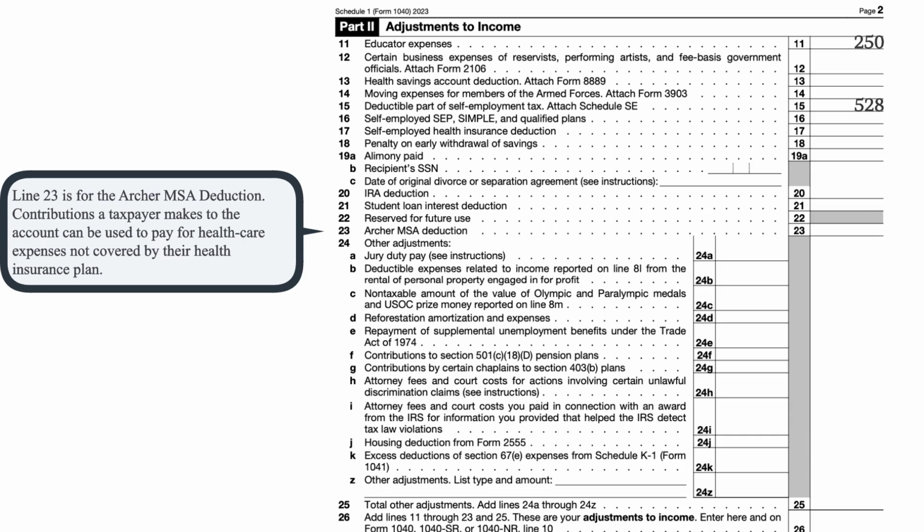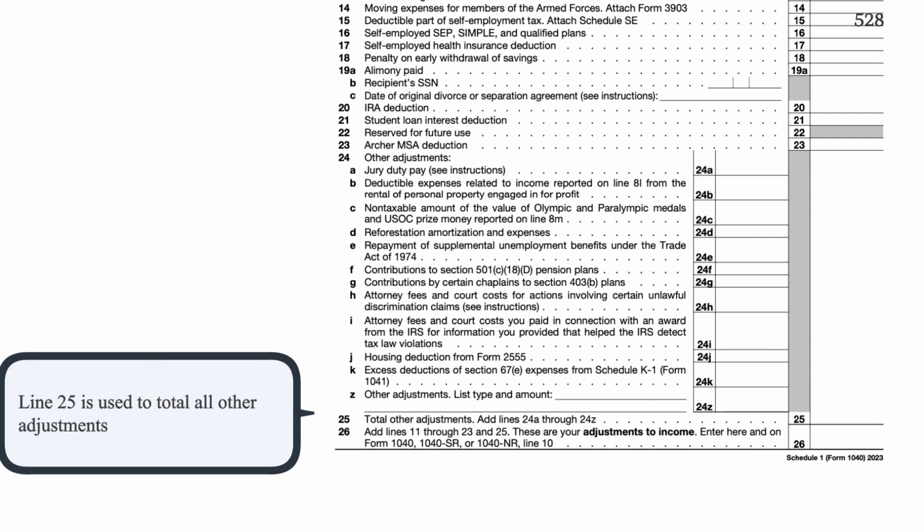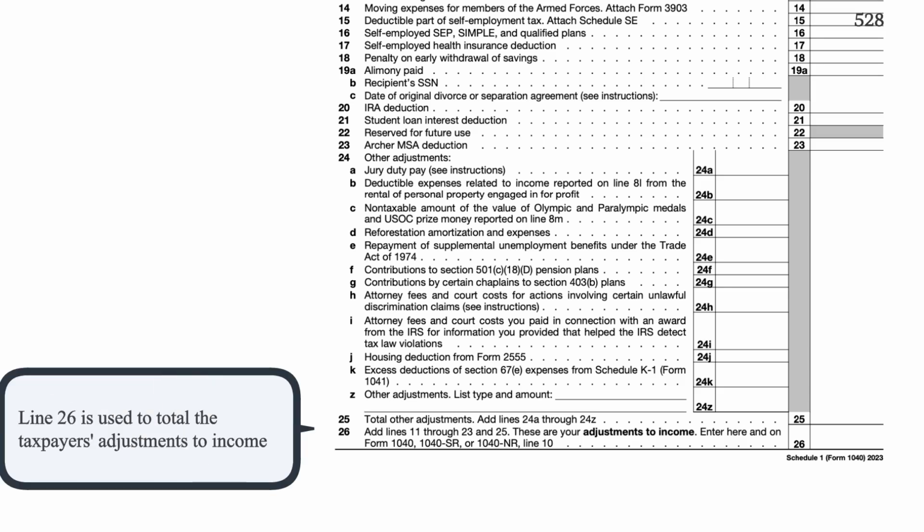Line 24 is for other adjustments. Some examples of other adjustments include jury duty pay, deductible expenses related to the renting of personal property, and the non-taxable amount of Olympic and Paralympic prize money. Line 25 is to add up all the other adjustments. Line 26 is used to total a taxpayer's adjustments to income.